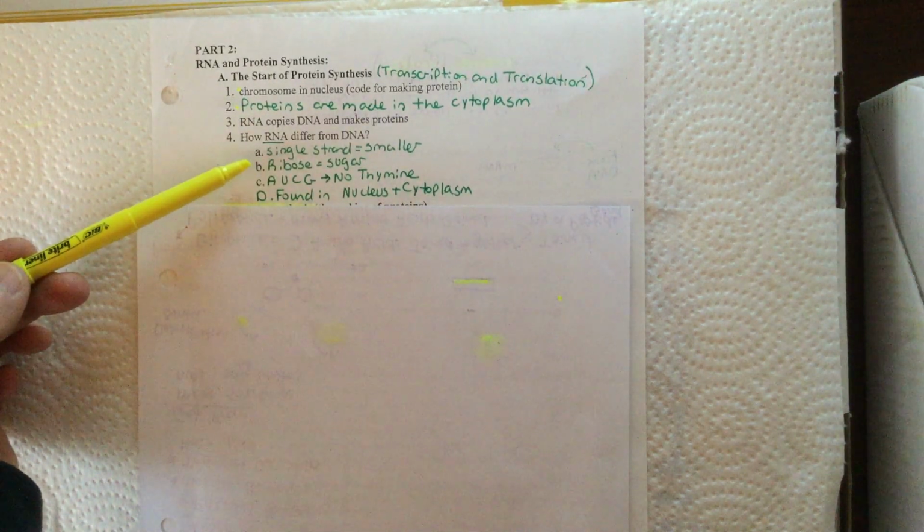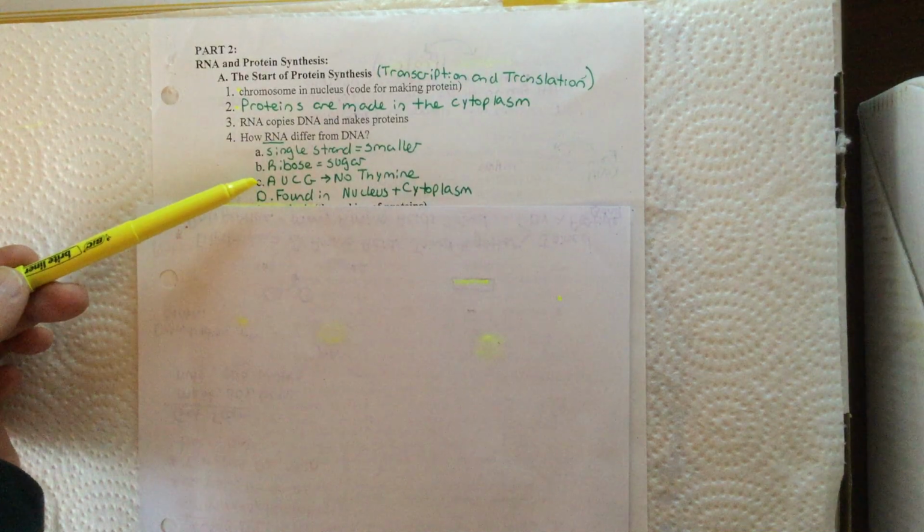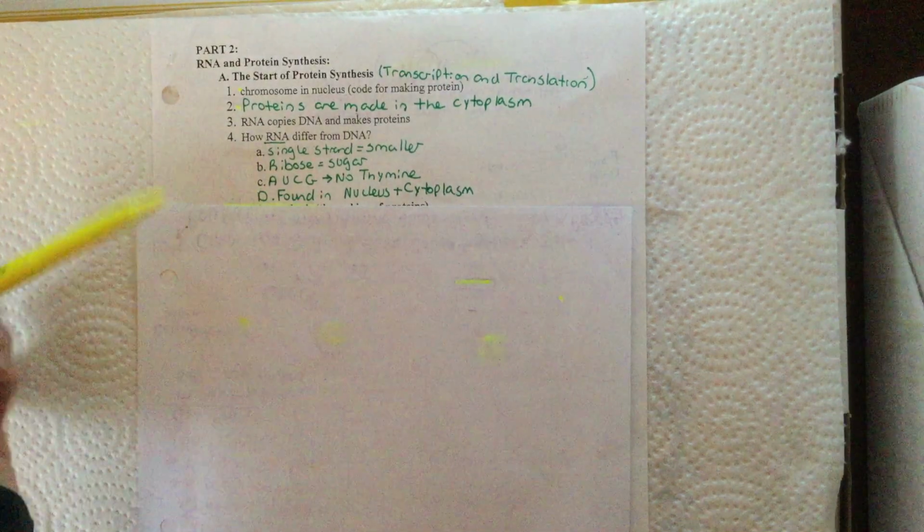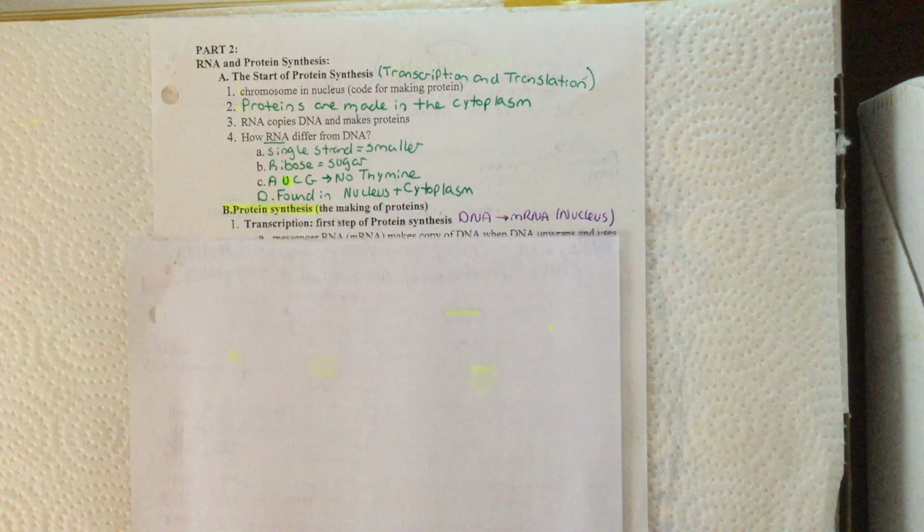It has a different sugar. It has ribose instead of deoxyribose. And one of the nitrogen bases is different. So we said that we have this uracil that's going to replace thymine. Uracil does everything thymine did. It's still a pyrimidine, a single ring structure. It will still bond with adenine, and it will still have 2 hydrogen bonds with it. And RNA is also found in the nucleus as well as the cytoplasm. DNA can only be found in the nucleus since it's so large.